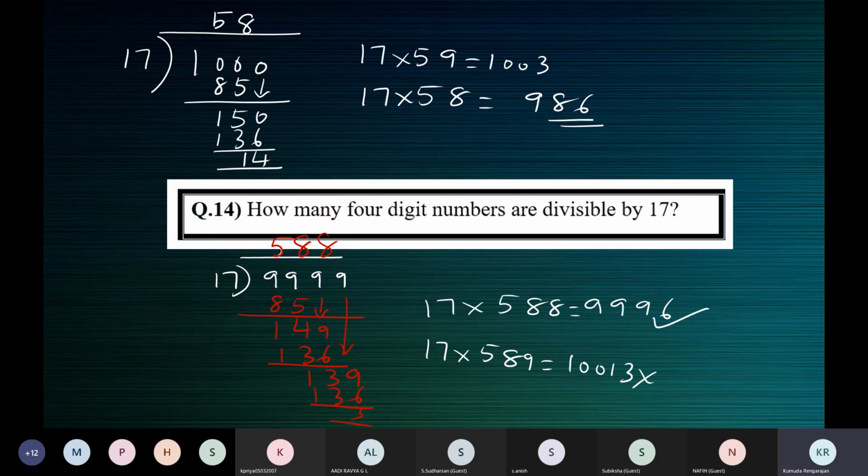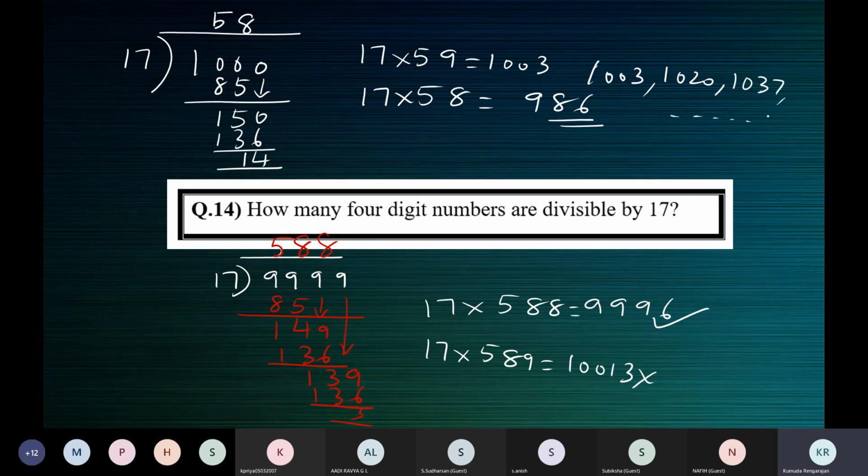So the first number is 1003. The last one is 9996. The AP starts with 1003, and then 1003 plus 17 is 1020, the next one plus 17 is 1037. It goes on like this.